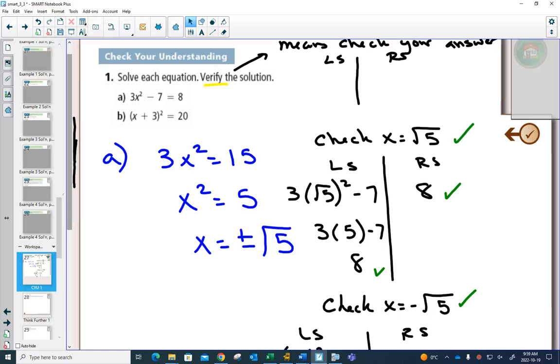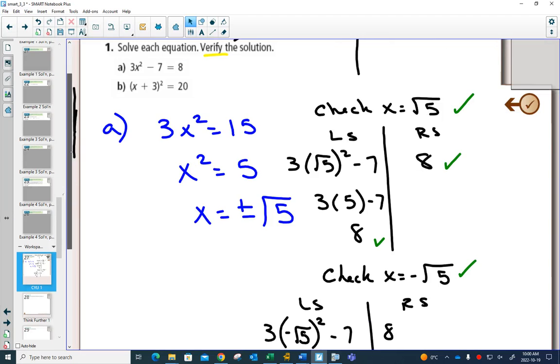The nice thing about verifying is if you did screw up in your math, like I did at the beginning, I would have noticed when I verified that, oh, I must have made a mistake somewhere, because this isn't working. Okay, let's look at part B.